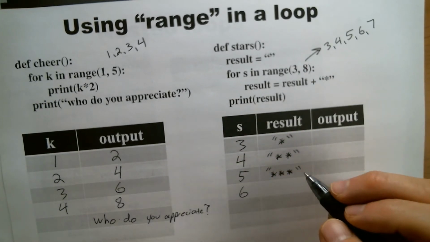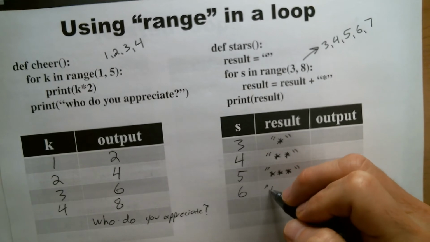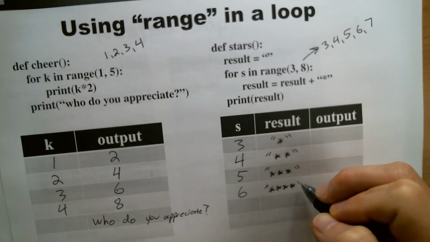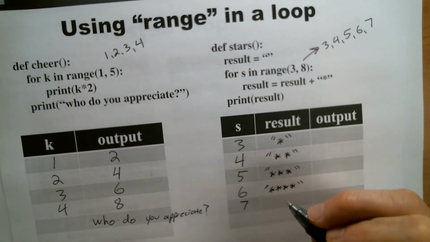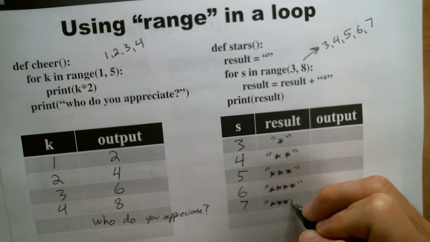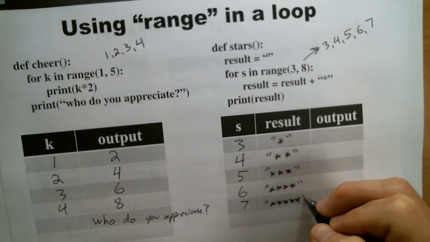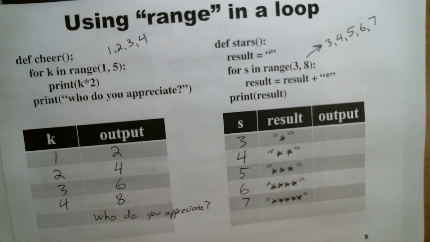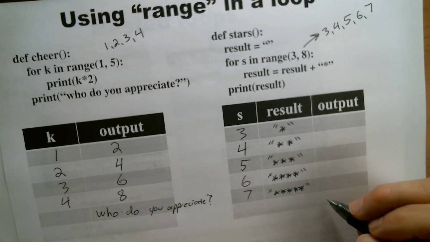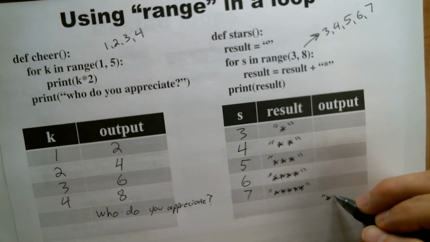So S is going to be 6, and then we're going to get up to 4 stars. S is going to be 7. We're going to get up to 5 stars. And then once the loop ends, and not until the loop ends, do we actually print those out and print out the 5 stars that are part of that variable.